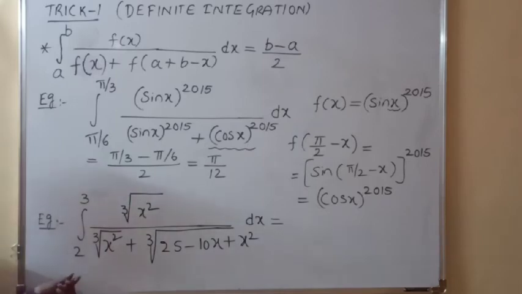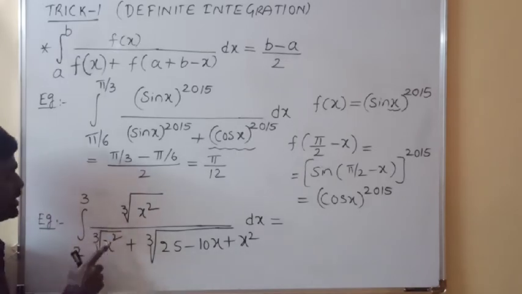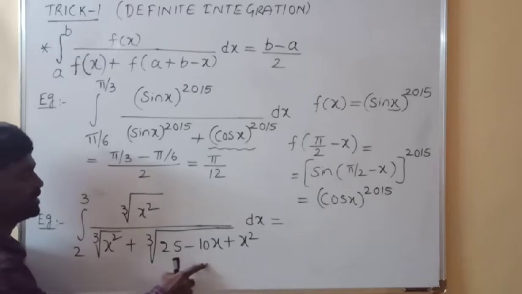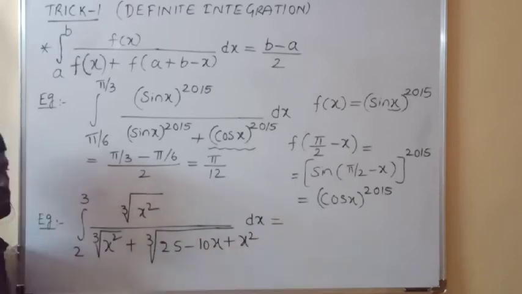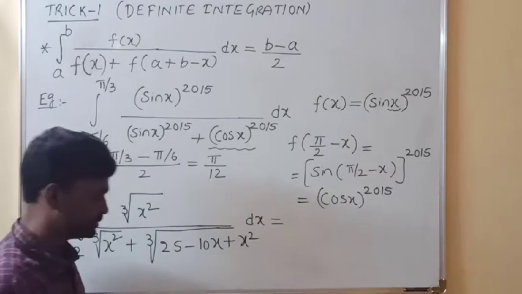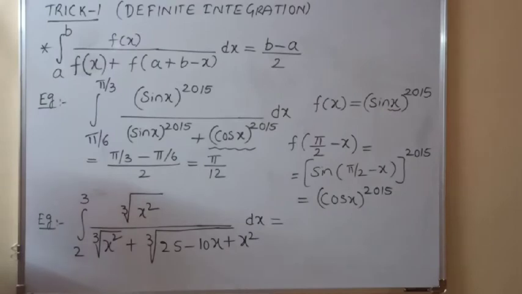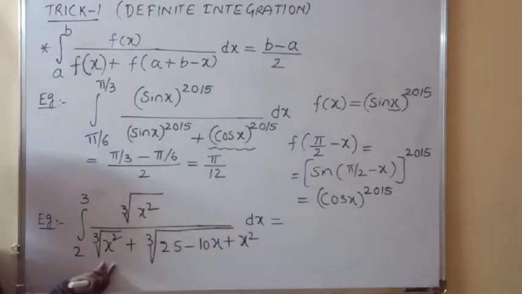Now look at the next problem. Example 2: integral 2 to 3 of cube root of x squared by cube root of x squared plus cube root of (25 minus 10x plus x squared) dx. Here, instead of f of x, we have the cube root of x squared. So again here also it is f of x.